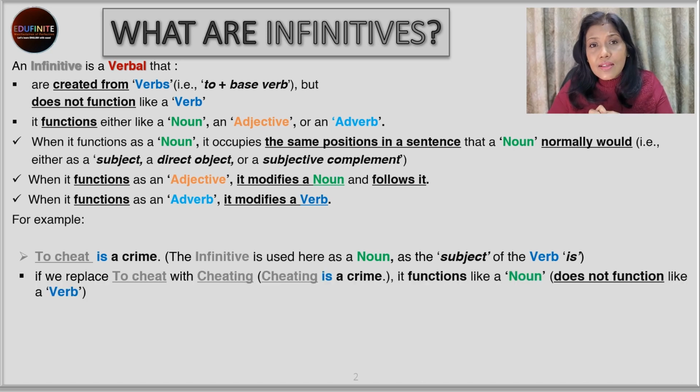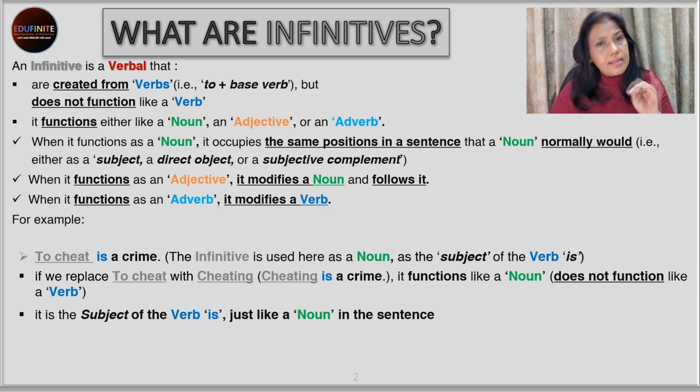Now, how do we understand whether it's functioning like a noun or not? Suppose we replace to cheat with cheating. Then what happens? The sentence becomes cheating is a crime, and it functions like a noun. So it does not function like a verb. So this is an infinitive which is functioning like a noun. Just as I said, this is the subject of the sentence, which is the function of a noun.